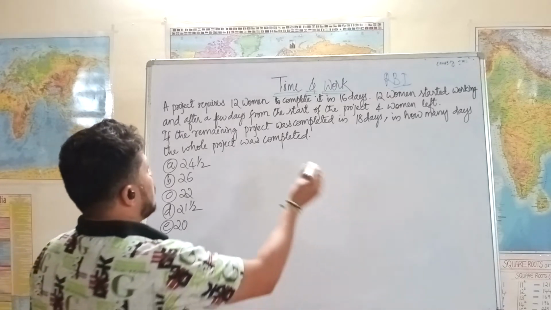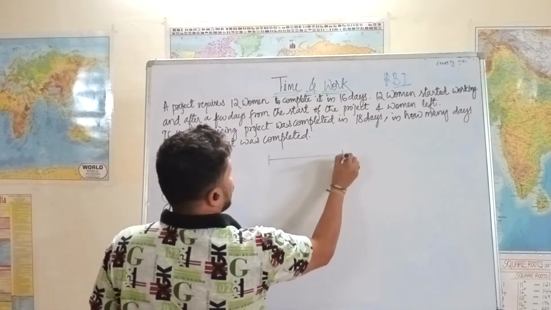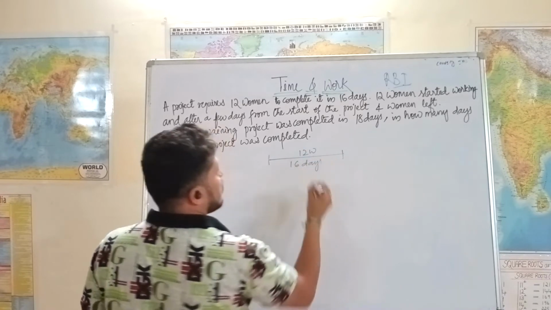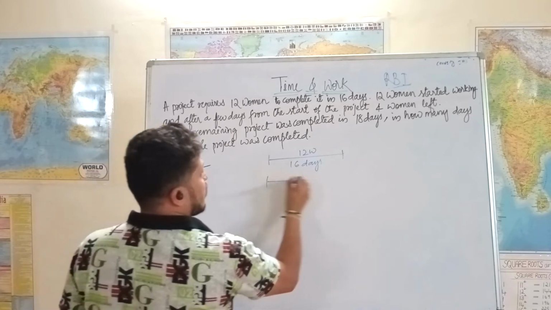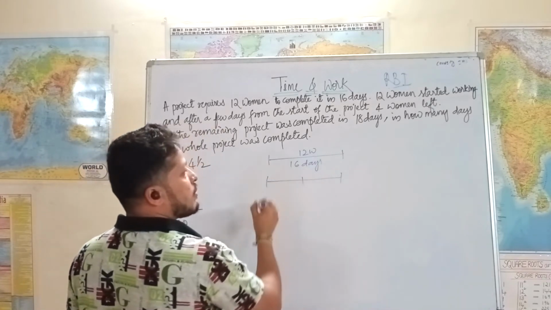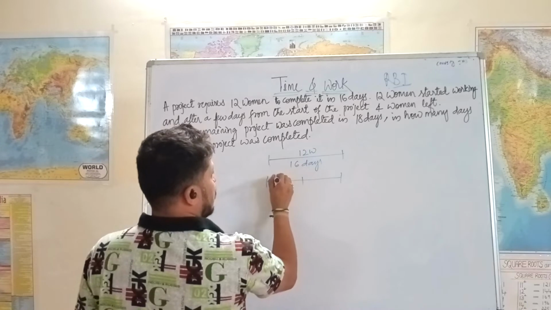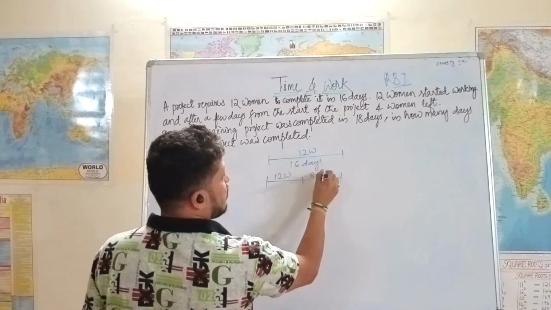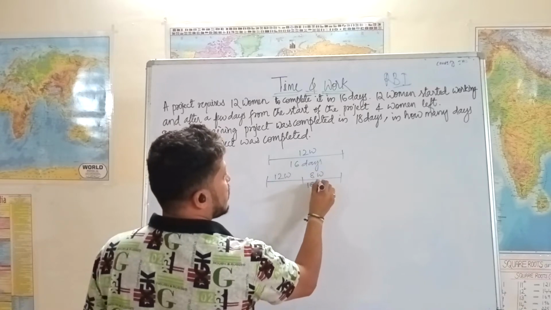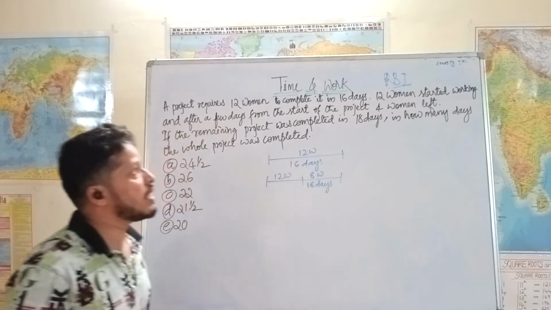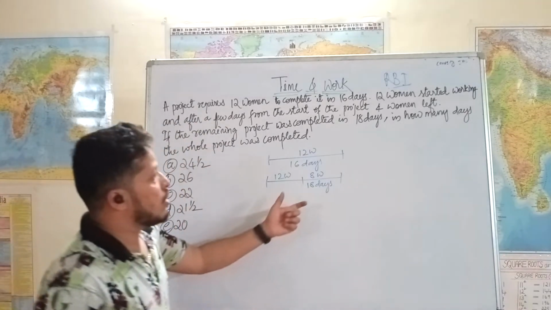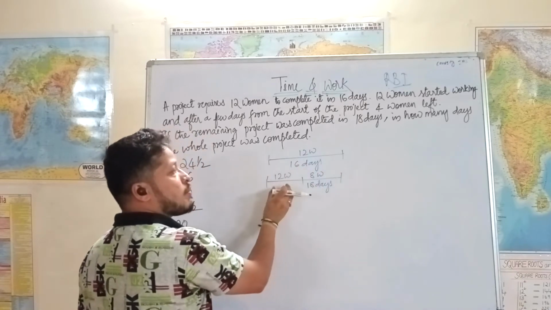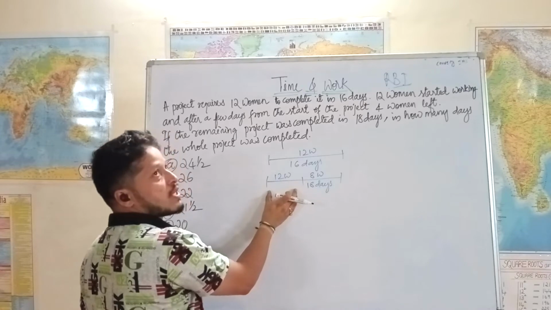So let's see. 12 women could have finished it in 16 days. But 12 women started working, and after some days, which we don't know, 4 left. So only 8 women worked for the remaining 18 days to complete the work. Correct? Now we need to know how much work was completed during this duration, so that we can know what percentage of work was completed in the first few days.